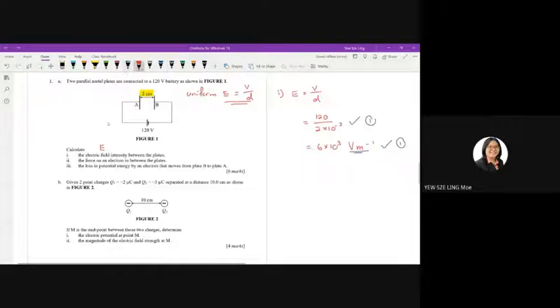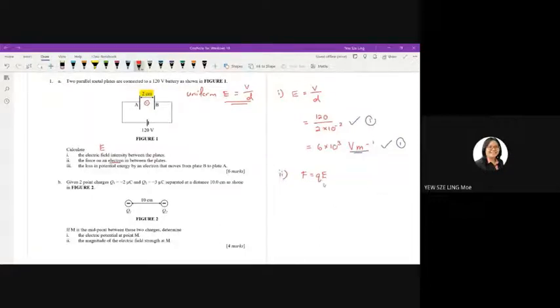So now let's look at question number 2. Calculate the force on an electron between the plates. Let's say you have an electron right here. You don't know the position, therefore you cannot use F equals kQQ over r squared to calculate it. Since you have the electric field from question 1, what are we going to do for question 2? We use F equals QE.